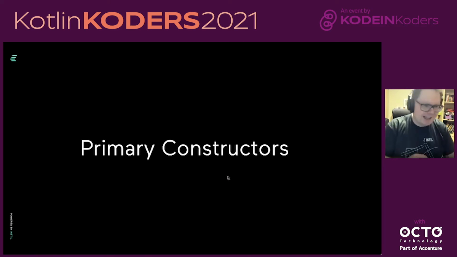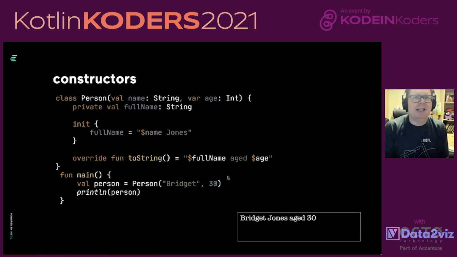So moving on, let's talk about a lie that we all understand. Let's talk about a lie that as Kotlin developers, we rely on every day. And that's the lie that there is such a thing called a primary constructor. It's the idea that you can merge together the class declaration with the constructor declaration. So you see here we have a person, and a person has a name and an age. And we also have a private field called full name. And in an init block, we're going to set that to the name plus Jones, whatever that happens to be.